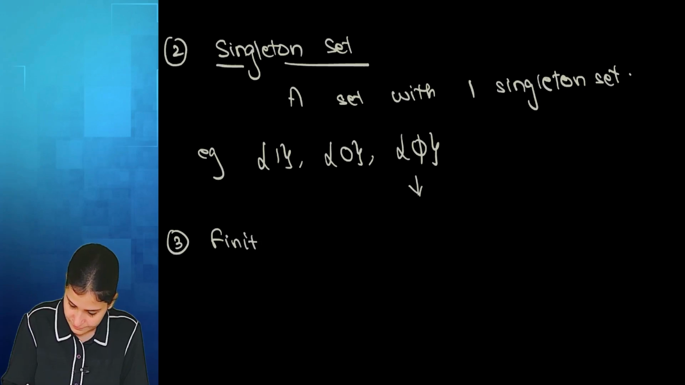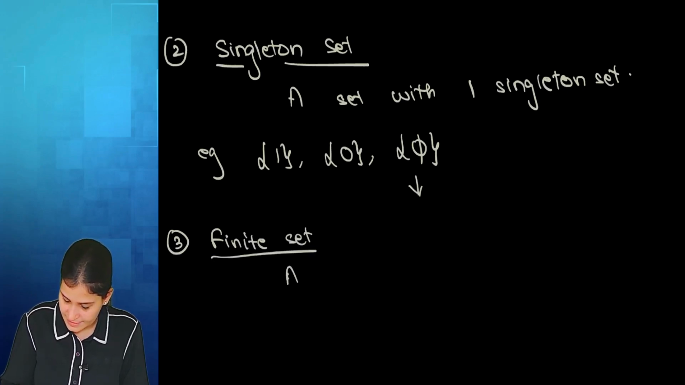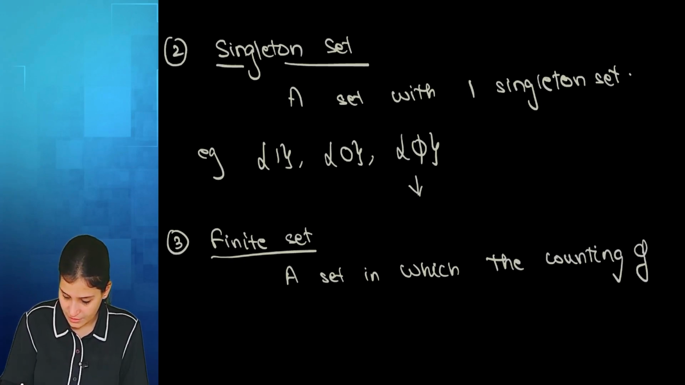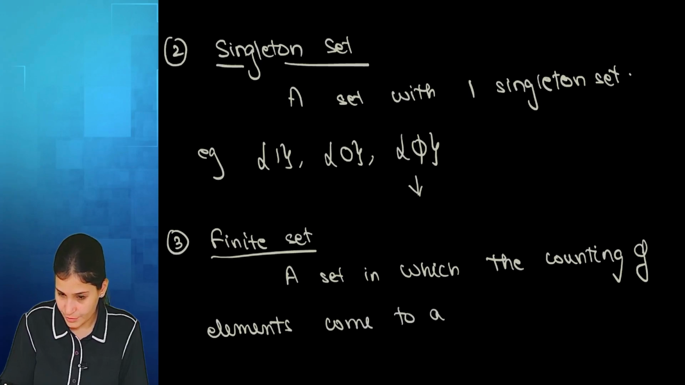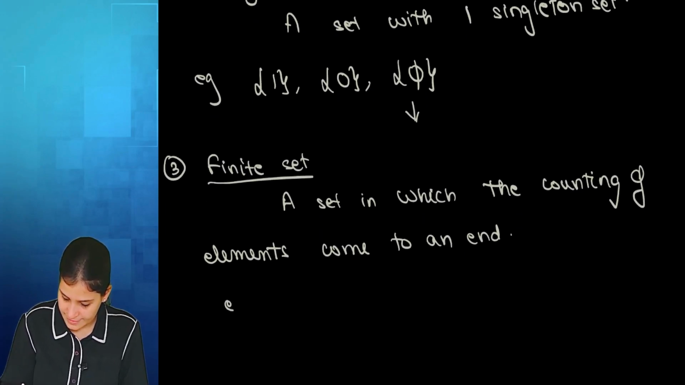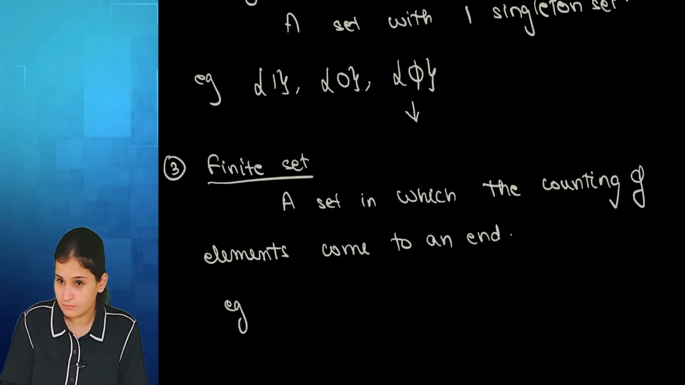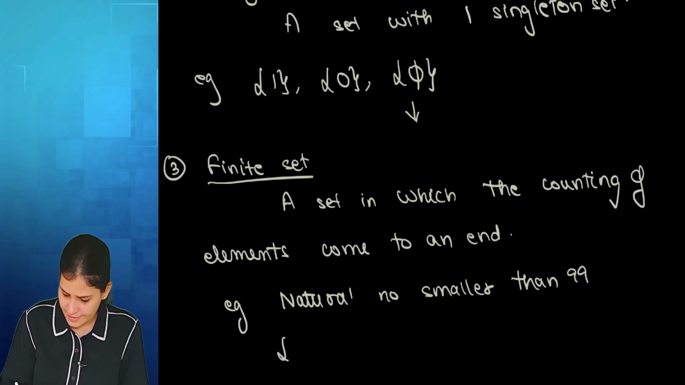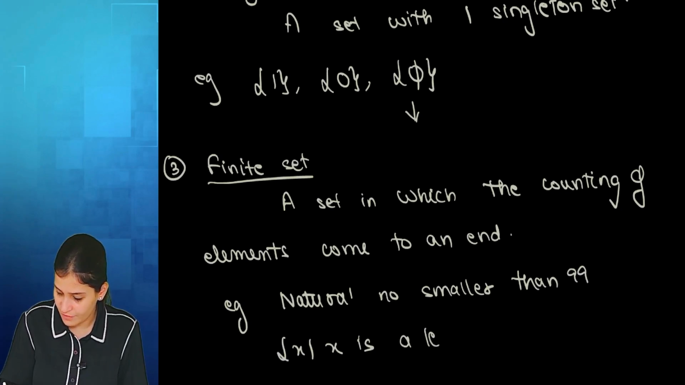Finite set. A set in which the counting of elements comes to an end. Example, natural numbers smaller than 100. So there are 99 numbers. The counting is ended. X such that X is a letter of the English alphabet. It's a finite set. There are 26.